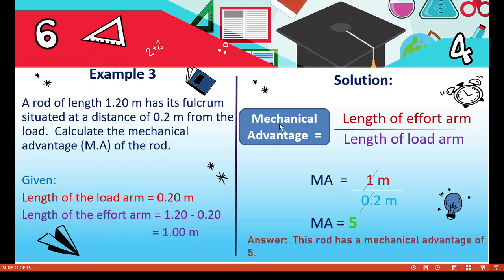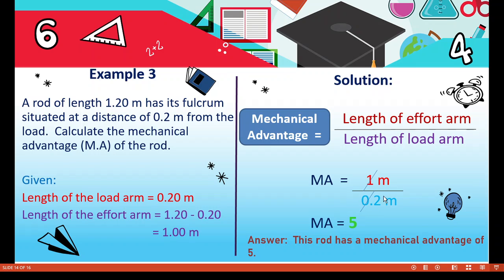So here once again, as we know, the very known formula, mechanical advantage is equal to length of the effort arm by load arm. So effort arm length is 1 meter and load arm length is 0.2. So 1 by 0.2 is nothing but 5. It is not 1 by 2. 1 by 2 means 0.5. It is not 0.5, it is 1 by 0.2.